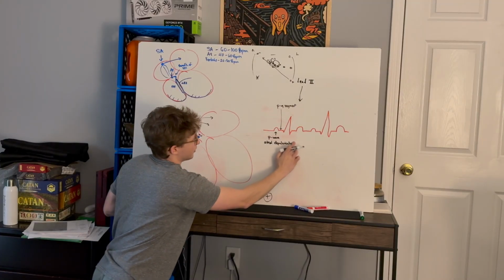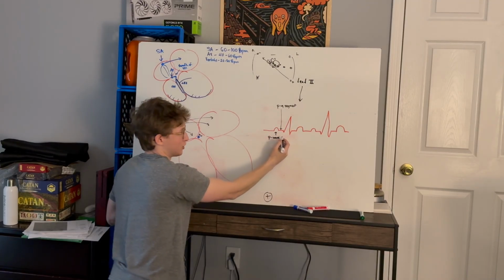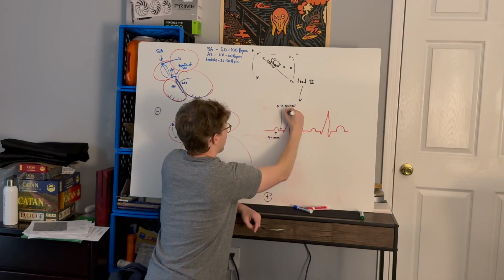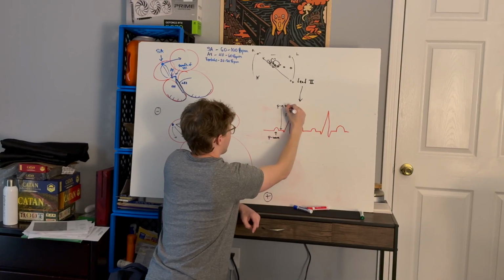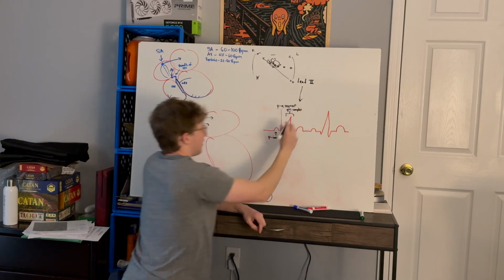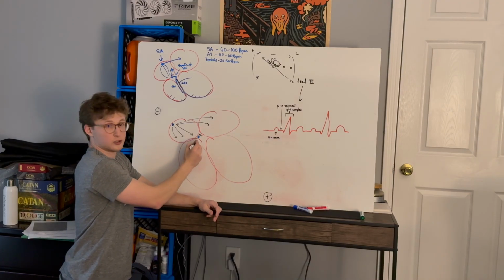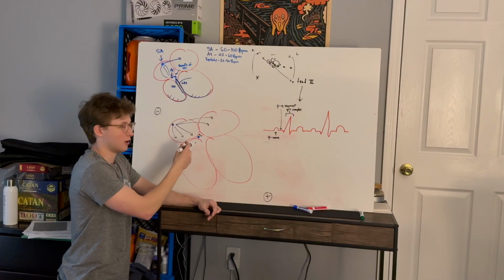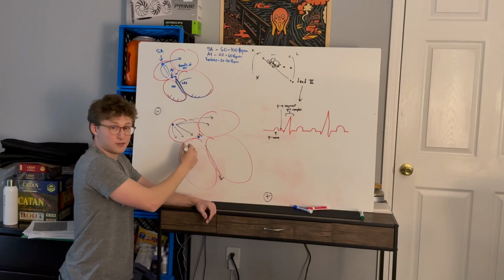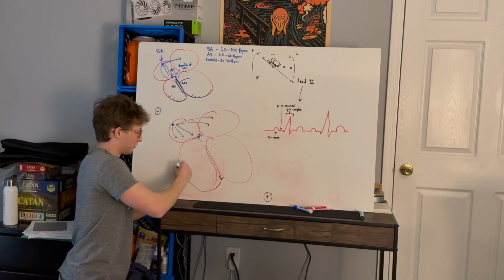Next, I'm going to just erase this right here. We have this little downward deflection. As a whole, the QRS complex represents this charge, this impulse, this action potential, whatever you want to call it, leaving the AV node, traveling down the right and left bundle branch, then going around and back up like this.